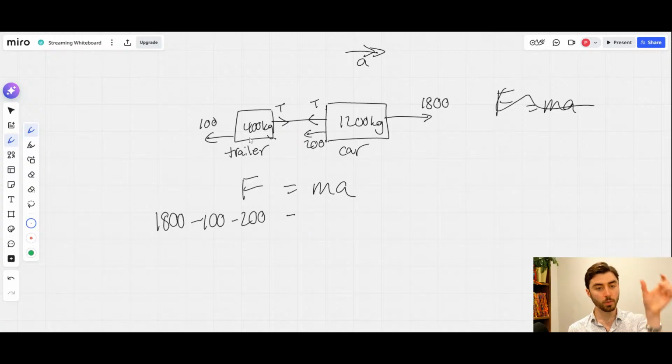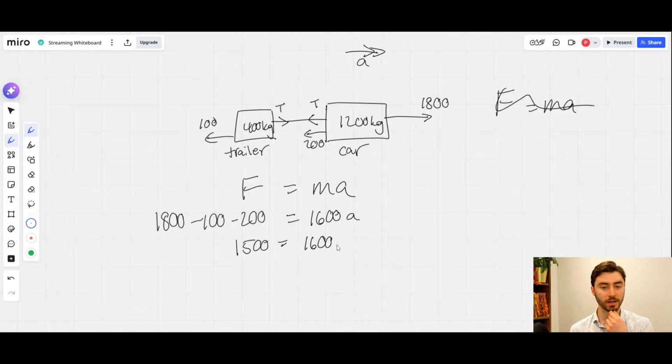And that will equal the total mass of 1600 times the acceleration. So as I've done it with the numbers I've chosen, that means 1500 newtons equals 1600A, which means the acceleration is 15 over 16. And then the follow-up question might be something like, okay, now work out the tension in the tow bar.